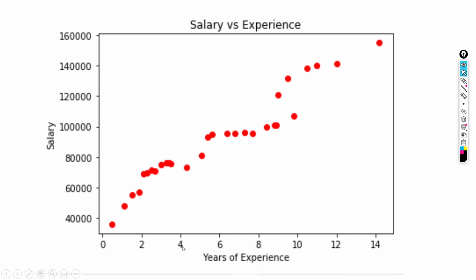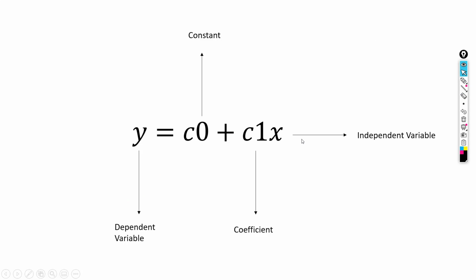Your years of experience, on which the salary is actually dependent, becomes your independent variable, while your salary, which is clearly dependent on your years of experience, becomes your dependent variable, because we are predicting a salary using the years of experience. So your years of experience is your x value and your salary is your y value. Pretty simple. The next two we have are the constant and the coefficient, where your constant is c0 and the coefficient is c1.